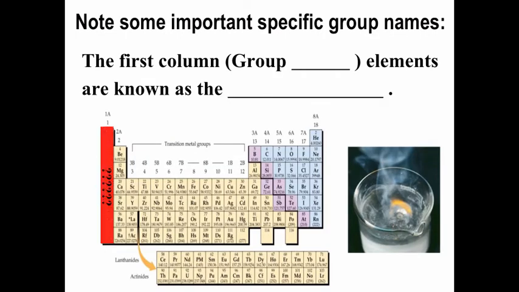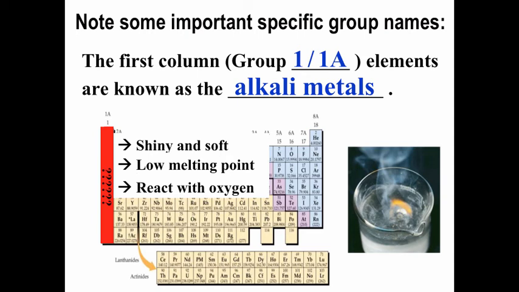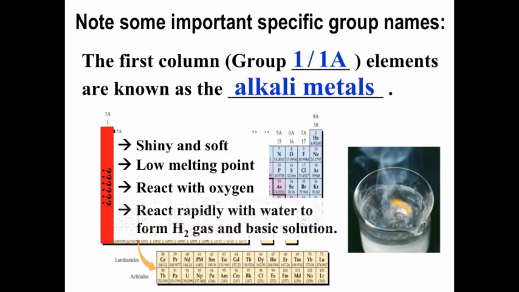Now, there are some groups that have names that are fairly common, and the first column, which is group 1 or group 1A, these elements are known as the alkali metals. Now you'll see an alkali metal demonstrated in class, some of its properties, but as a general rule they're shiny and soft. They have low melting points. They react with oxygen, and they react quite rapidly with water, and when they do they make hydrogen gas, and they turn the solution basic or alkaline, hence the name alkali metals.